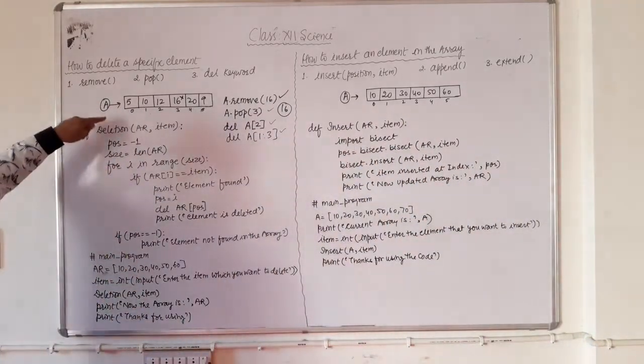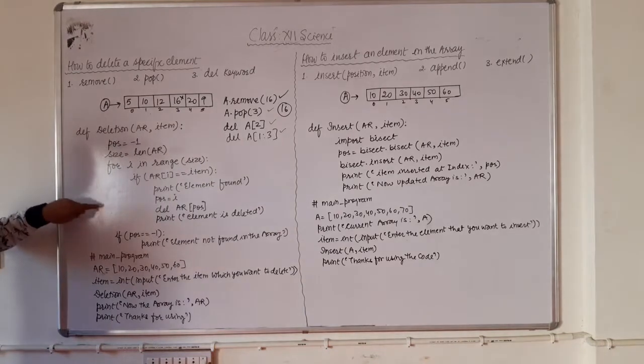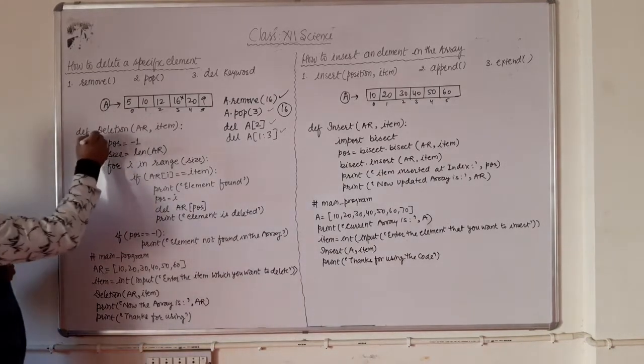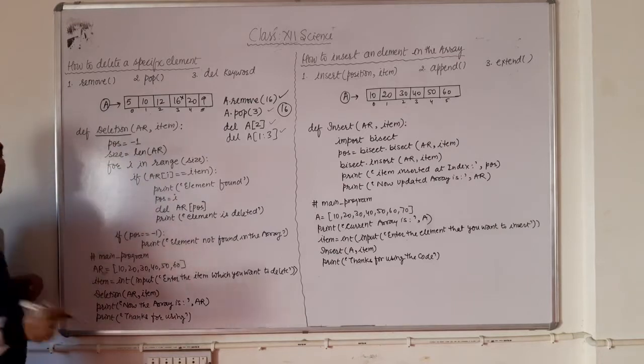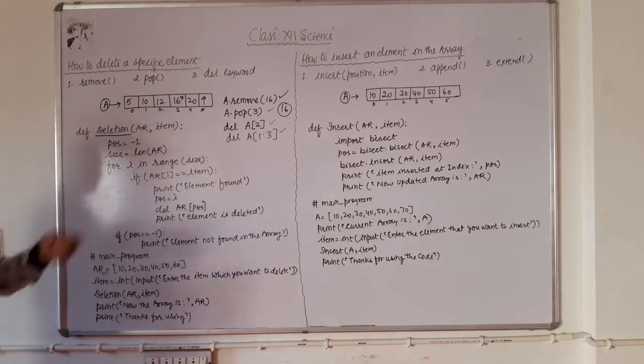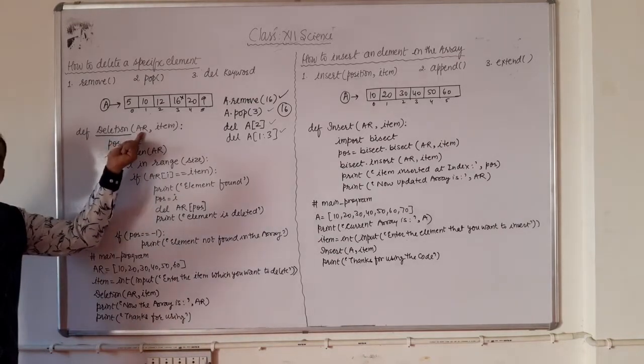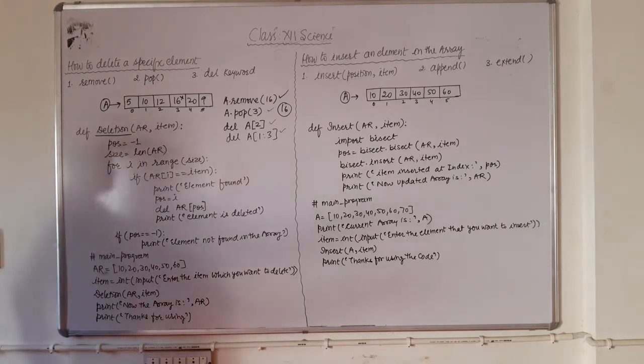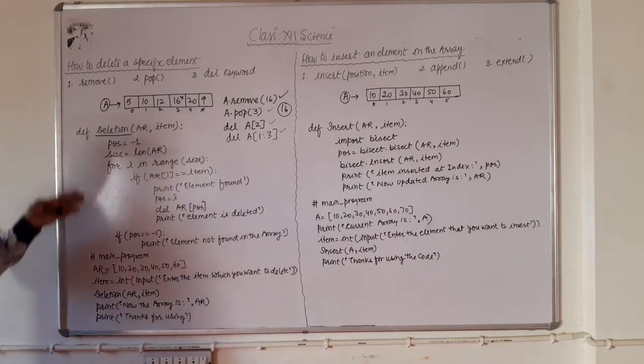Right, here one code is there, and if we are going to discuss this code, let's start from this one. Def means what? It is a function creation, and here deletion is the name of the function. This function takes two input arguments, AR and item. What is AR, what is item, we will see further in the main program.